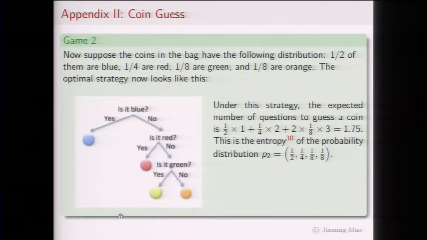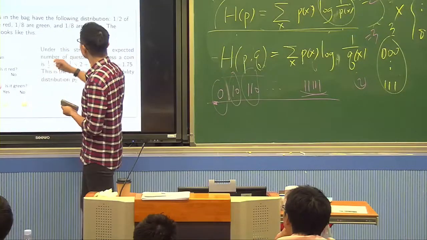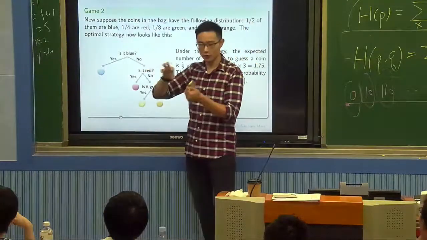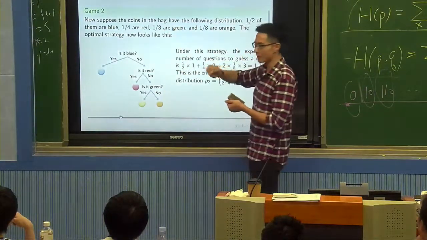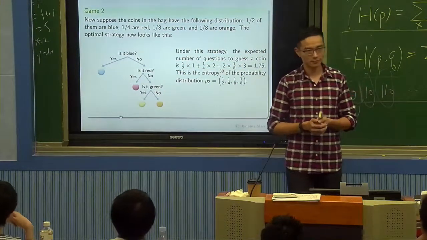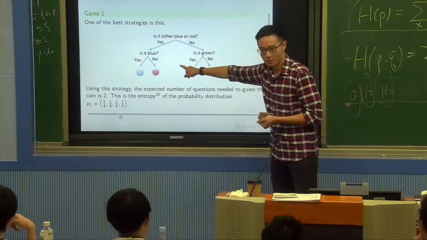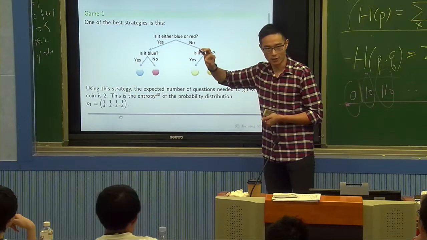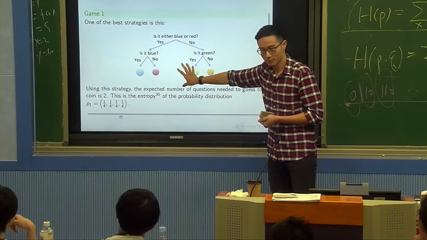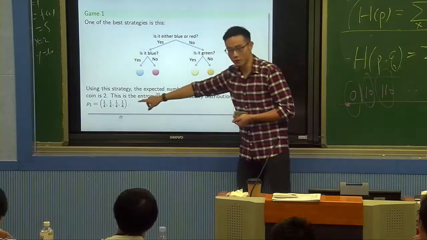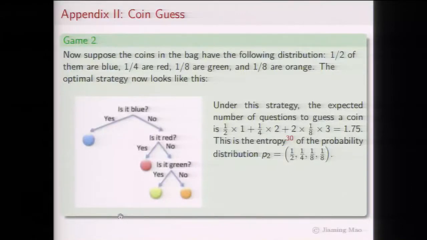Now, suppose I tell you that the colors have different probabilities. 1/2 of the coins are blue, 1/4 are red, 1/8 are green, and 1/8 are orange. Suppose that's the case. Do you still use this strategy to get the answer? Well, you can still use it, but it's not going to be optimal because the true distribution is no longer uniform, right? So we can change to a different strategy.